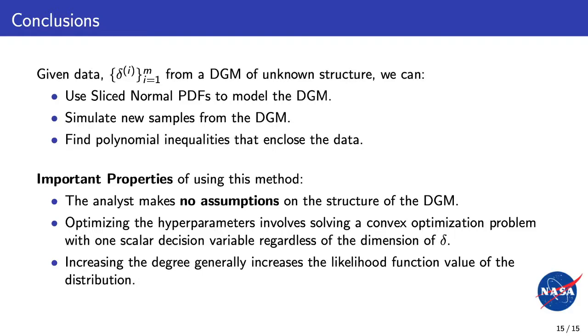Therefore, in conclusion, given data, delta i from i equals 1 to m, from a DGM of unknown structure, we can use slice normal PDFs to model the DGM by simulating new samples and finding polynomial inequalities that are level sets of our PDF that tightly enclose the data. The important properties of using this method are that we make no assumptions on the structure of the DGM, and that optimizing the hyperparameters can be done relatively efficiently since we have an analytical solution for mu star and p star, and solving for gamma star involves solving a convex optimization problem with only one scalar decision variable. That is regardless of the dimension of delta.